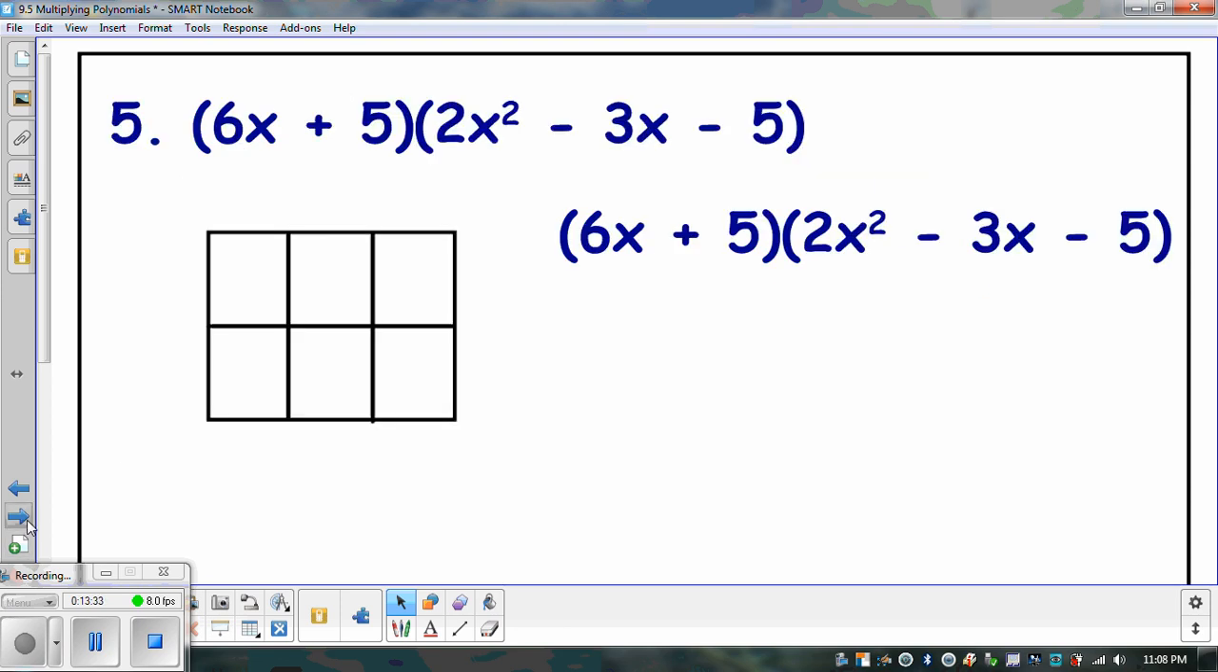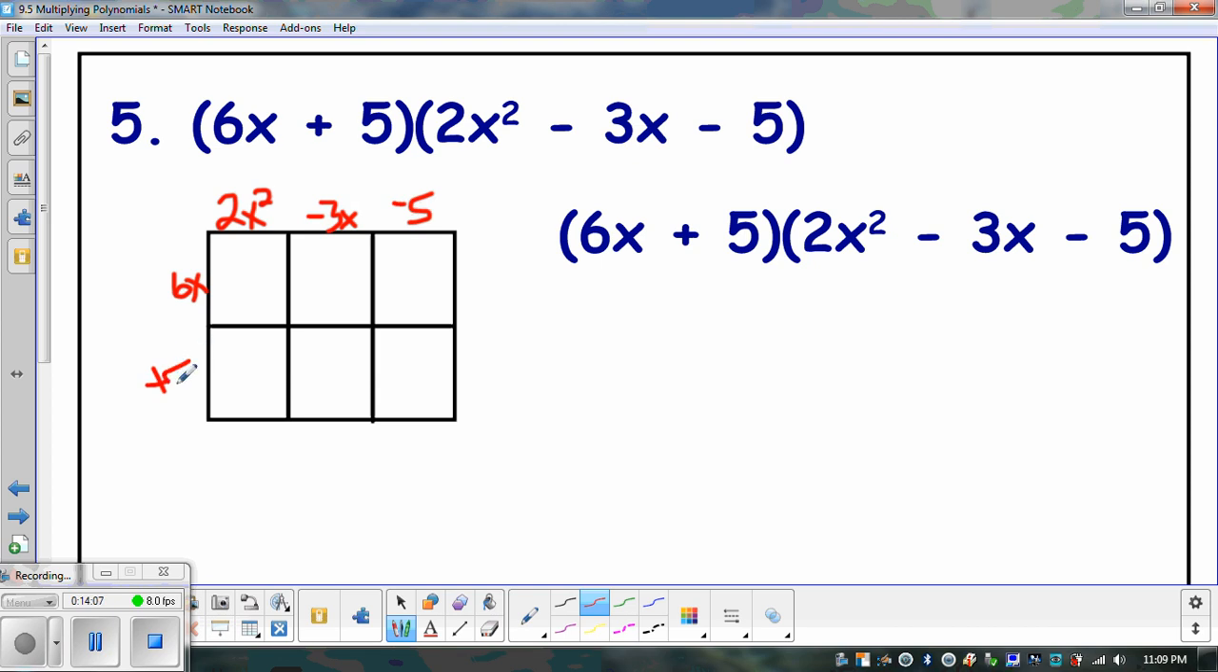Now we have something a little interesting. We have a binomial, 6x plus 5, times a trinomial, 2x squared minus 3x minus 5. Choosing the method that you prefer, I would like you to go ahead and attempt these. If you're going to do the box method, make sure your trinomial is on top since it's 3 long, and then make sure your binomial is going down because it is 2 tall. So 6x and a positive 5.